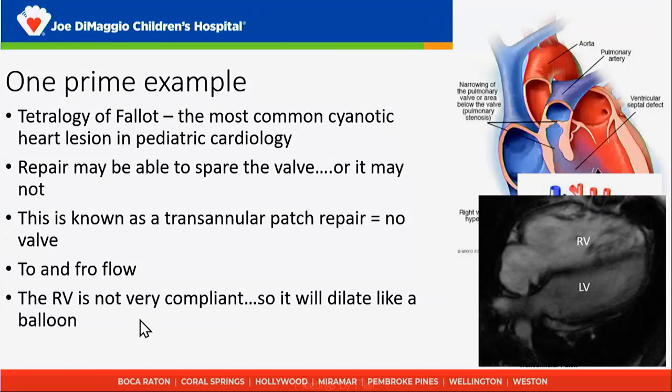Now the RV in correction, the RV is actually very compliant. I always mess that up. So it's actually very compliant, so it will dilate like a balloon and will increase more and more and more in size. And you can see on this MRI that our RV here is bigger than our LV.